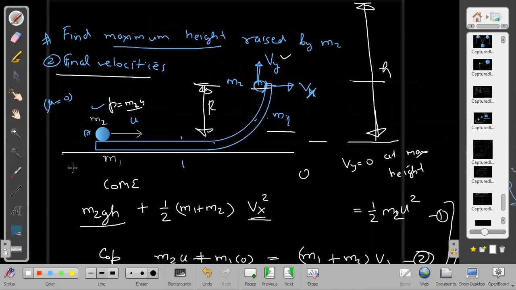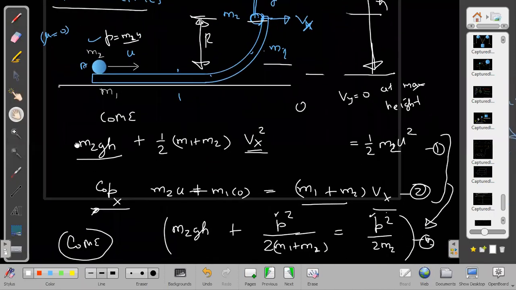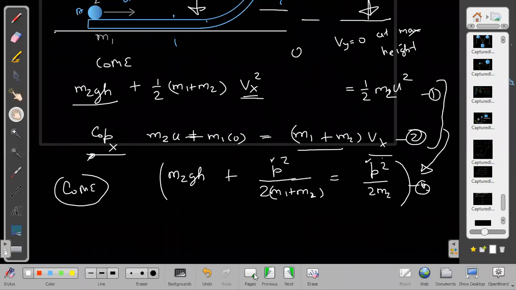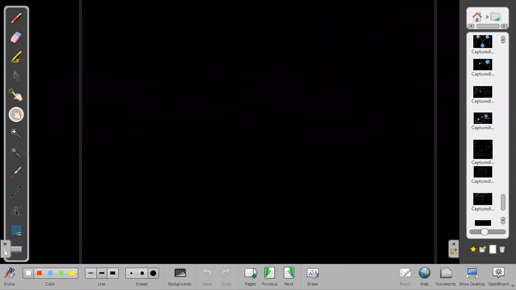Final velocities. No, these are not the final velocities. They don't stop there. The particle which goes up will not stop there only. It will return back. So final velocities will be those which it will be gaining on its way back. What was its mass? M2. Let its velocity at last be V2. And the velocity of the track, let the velocity of the track at last be V1. These are the final velocities which we want to obtain.